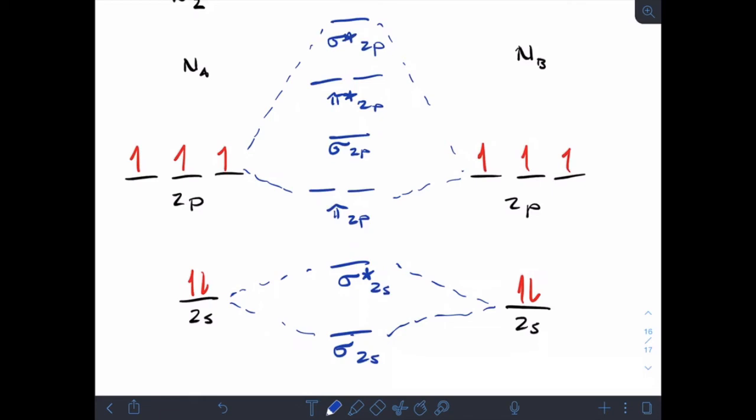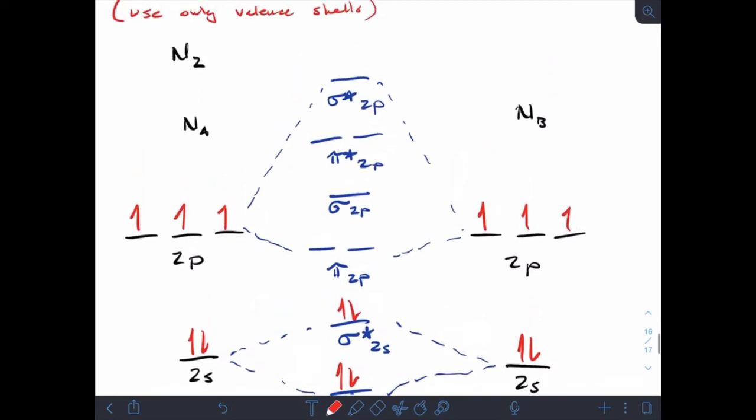But I have 10 electrons total to put in the center of my drawing. So I'm going to start at the bottom, and I'm going to fill from the bottom up using Hund's rule. Okay? So in my 2s, I've got 4 to play with, so I'm going to put my 4 electrons in there. So 1, 2, 3, 4. That takes care of all of my s electrons.